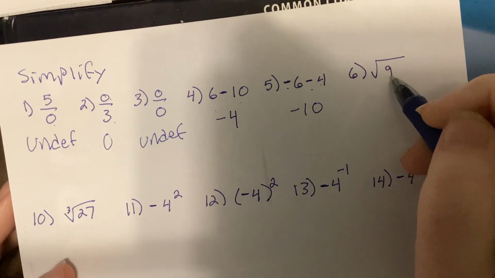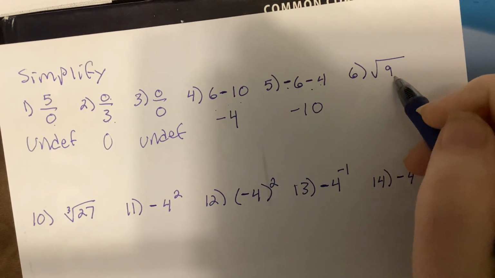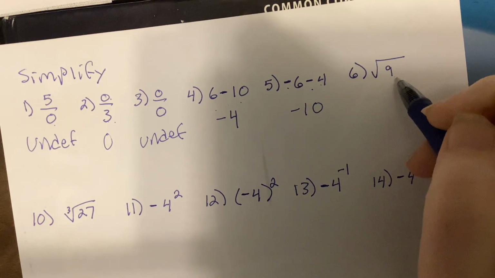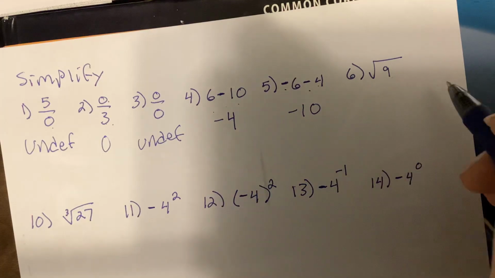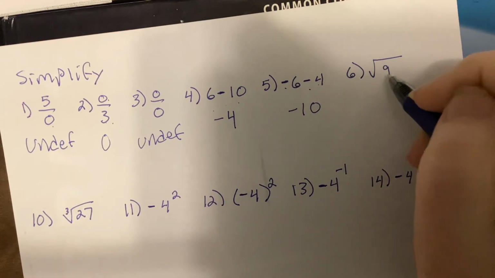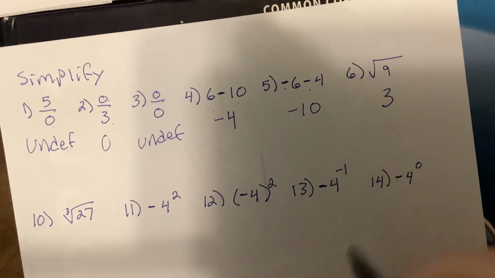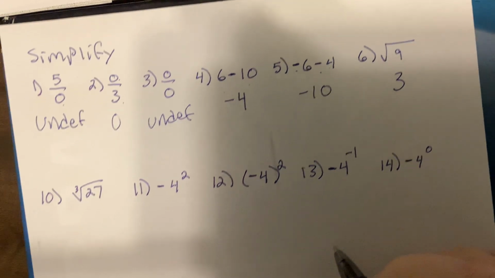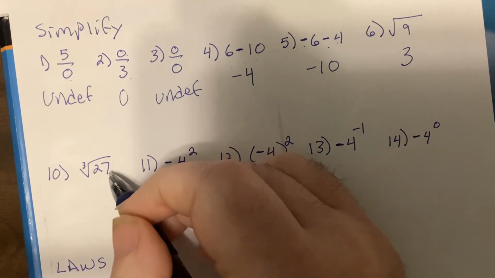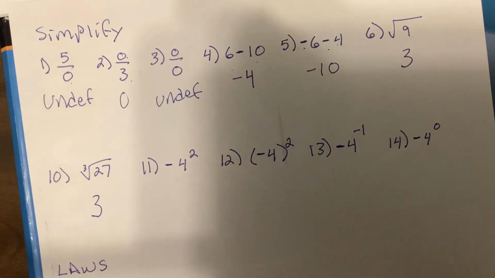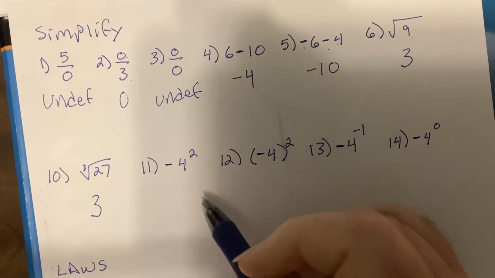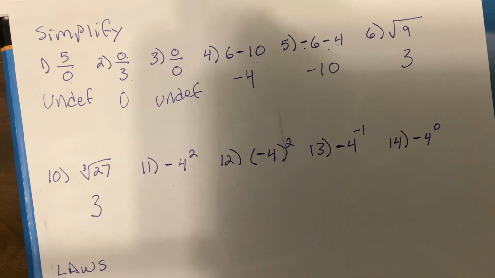Now, square root of 9. There is a section on square roots near the end of the test, but there are some basic radicals in here because it's just a number. Square root of 9, 3. What are you squaring to get 9? Cube root of 27. What do you cube to get 27? 3.